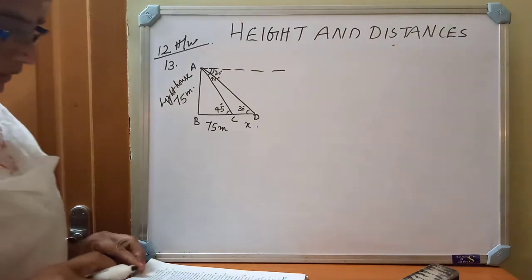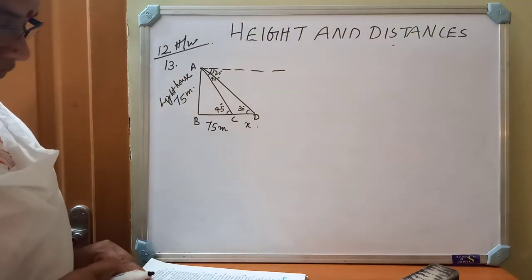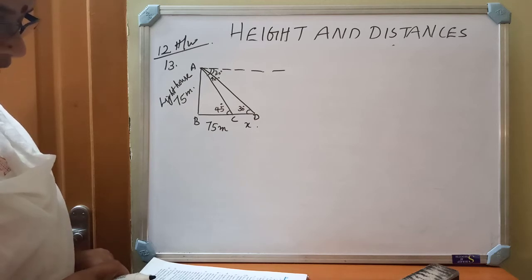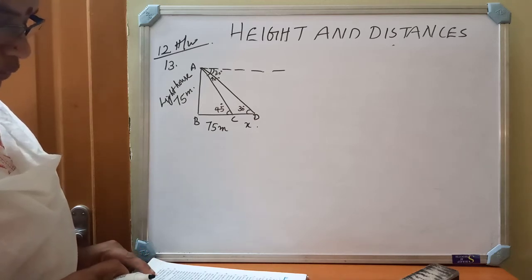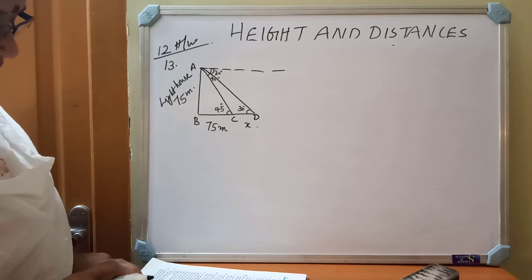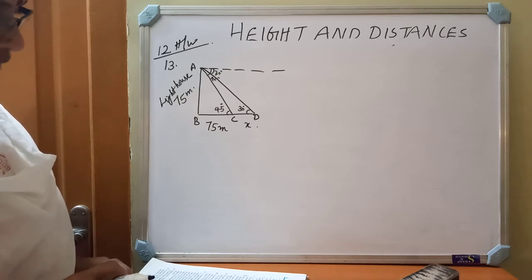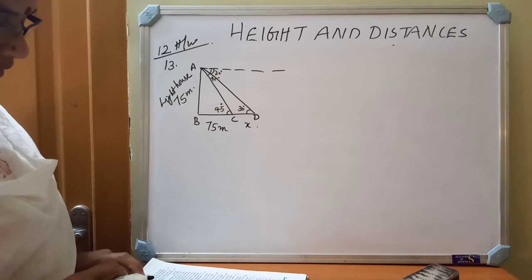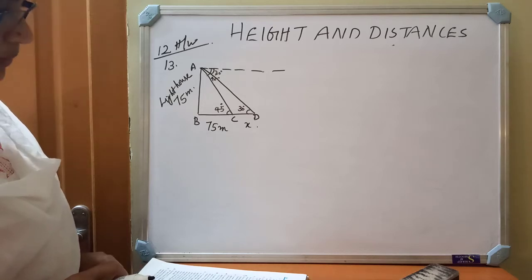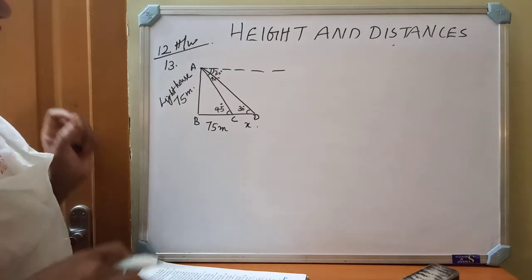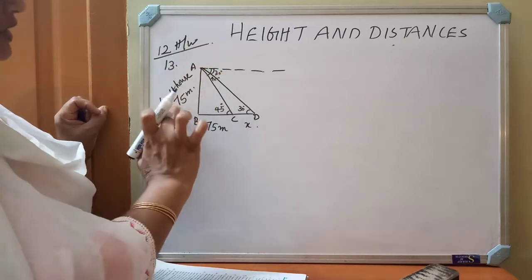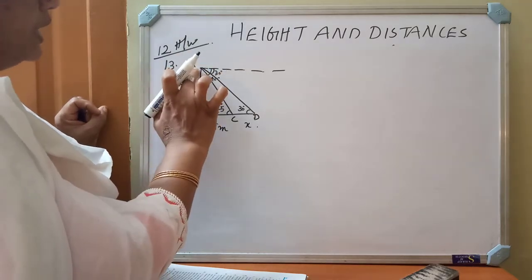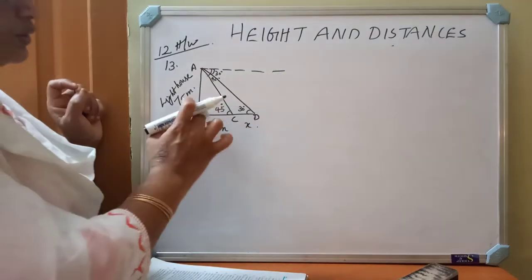See question number 13. As observed from the top of a 75-meter high lighthouse from the sea level, the angle of depression of two ships are 30 degree and 45 degree. If one ship is exactly behind the other on the same side of the lighthouse, find the distance between the two ships. Okay, so see that let AB equal to 75 meter be the lighthouse. Okay, so from the top of the lighthouse we are observing. So this is sea.